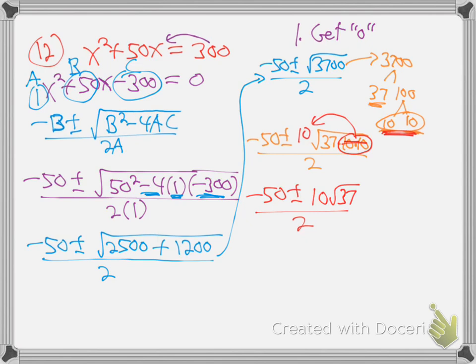Now remember how we can reduce that? What goes into all three of those? They're all divisible by 2. Divide by 2 leaves minus 25. Divide by 2 leaves 5. Divide by 2 leaves 1. So that's minus 25 plus or minus, oops, forgetting about the root, 5 root 37, all over 1. But we don't need to show 1s on the bottom. It's not required. Okay, so now comes the tricky part.